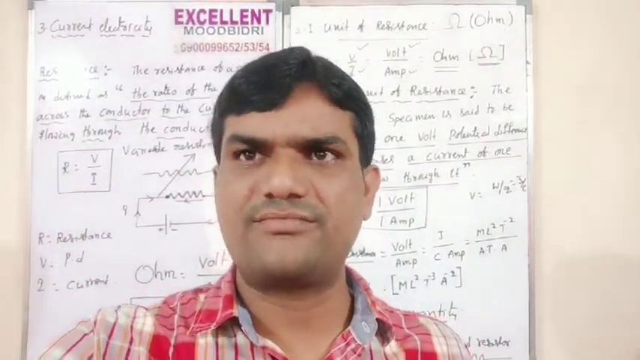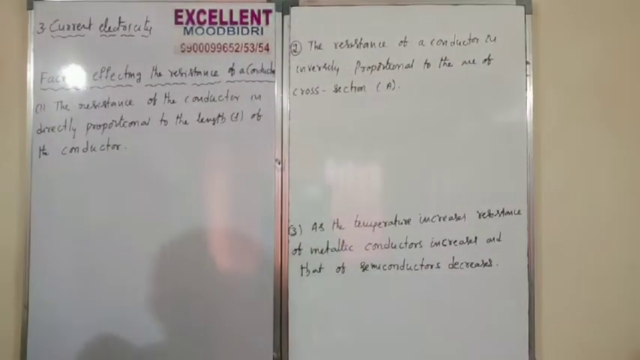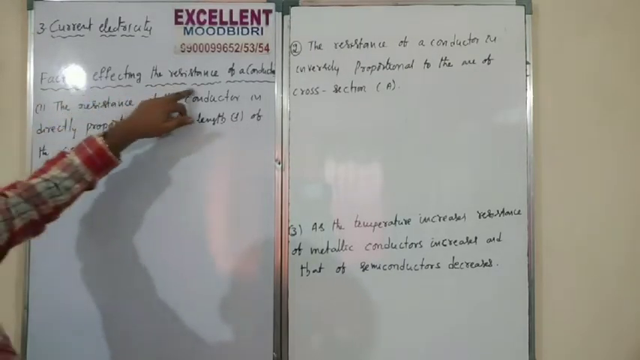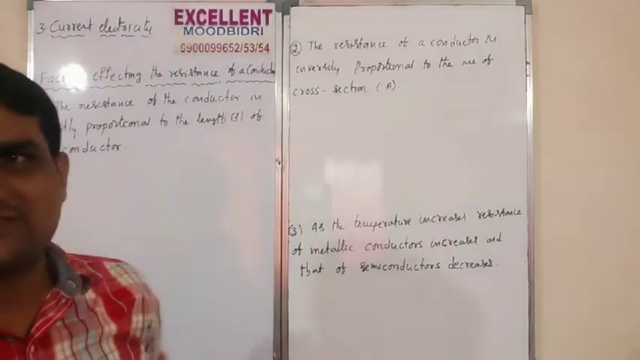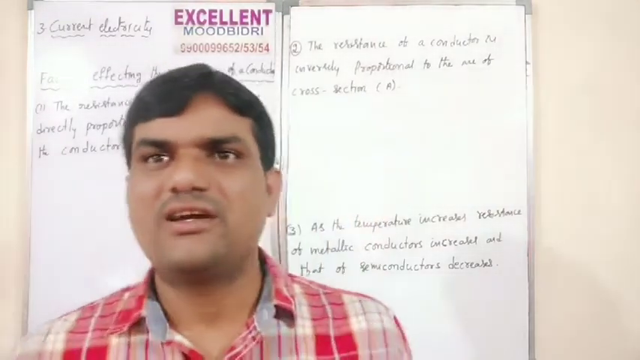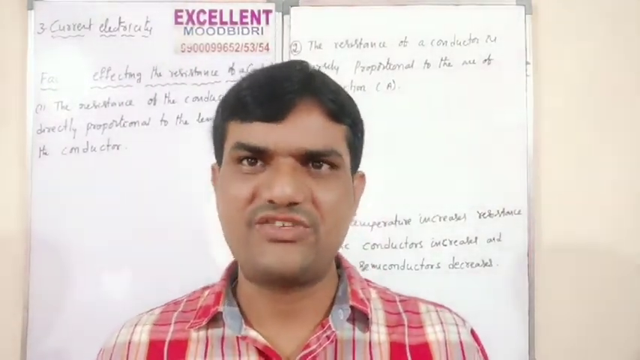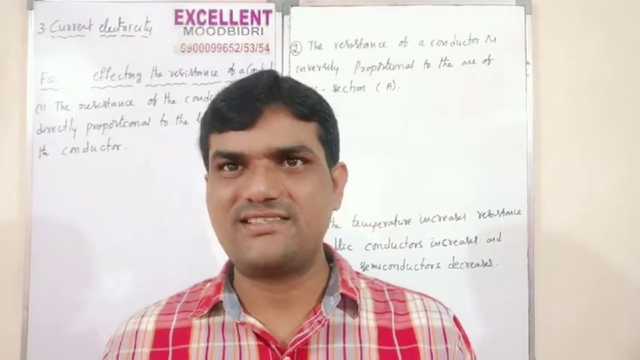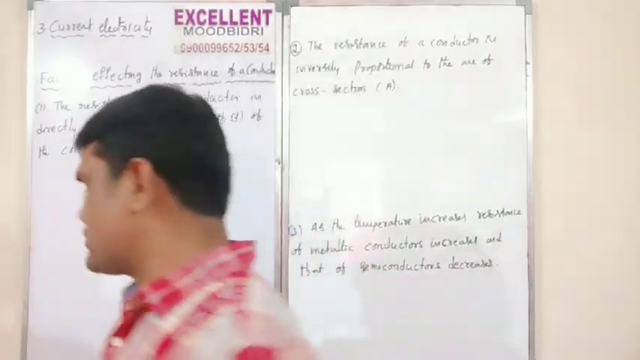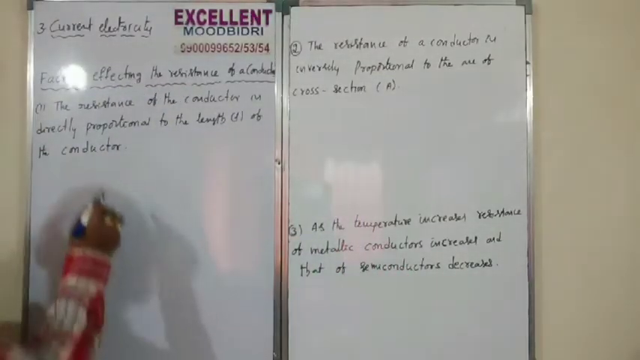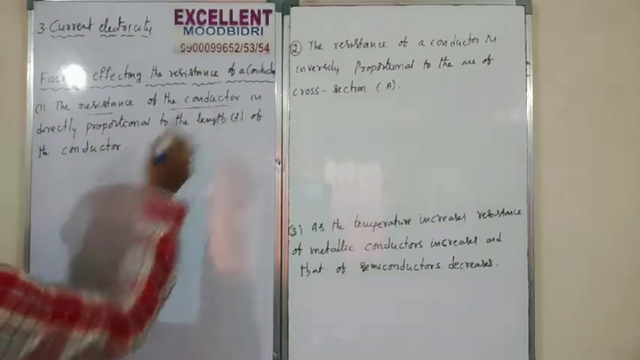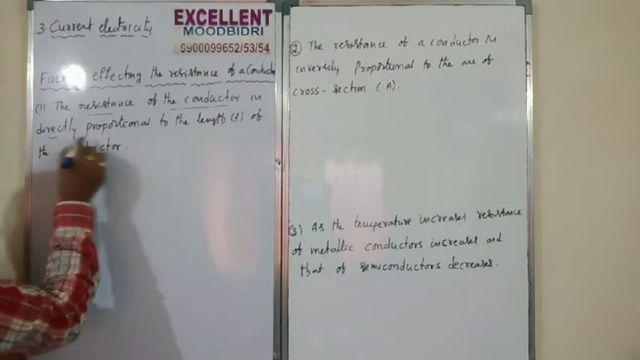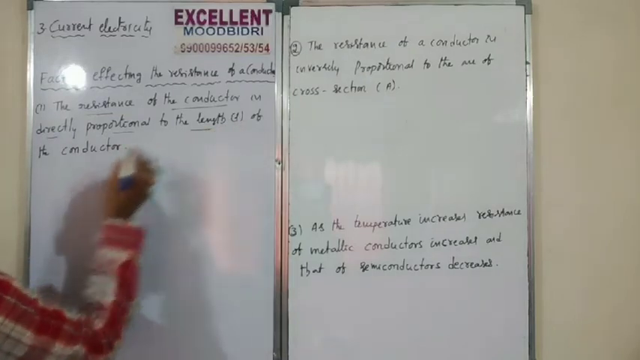Factors affecting the resistance of a conductor. What are the factors? How can we increase the resistance? How can we reduce the resistance? Okay, these are the factors. So, first factor we are having, what is that? The resistance of the conductor is directly proportional to the length of a conductor.